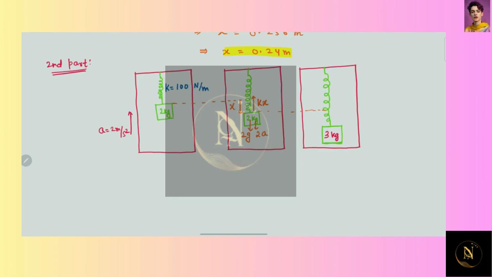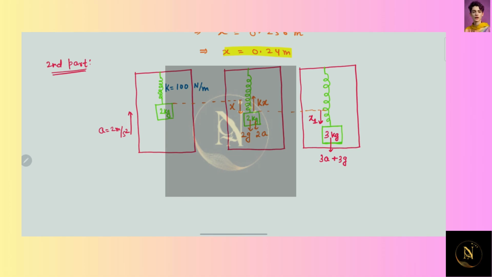Right, in the second part of this question we are adding one more 1 kg mass to the block, so the total mass of the block will become 3 kg, and because of the addition of 1 kg mass the spring will be further elongated. Let's say the elongation of the spring is x1. So on the 3 kg mass, the net force acting downward will be due to the pseudo force, that will be 3 into a. In addition to that, due to its weight, one more force will be there, that is 3 into g.